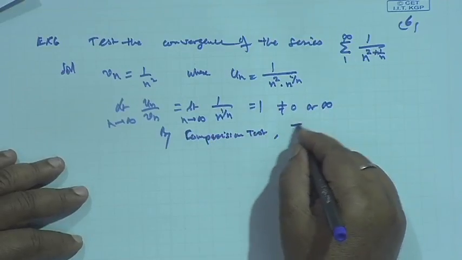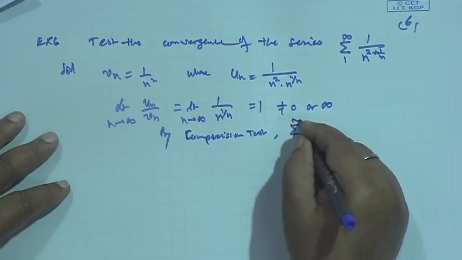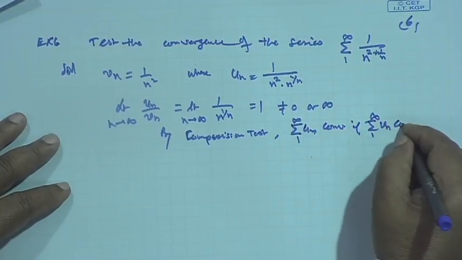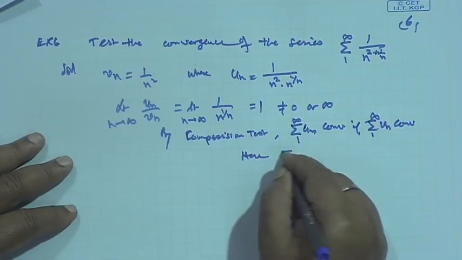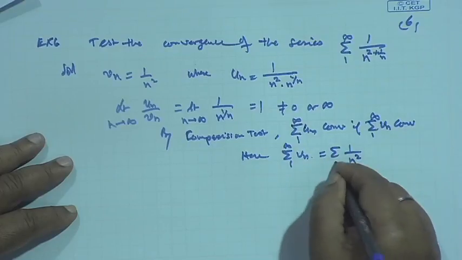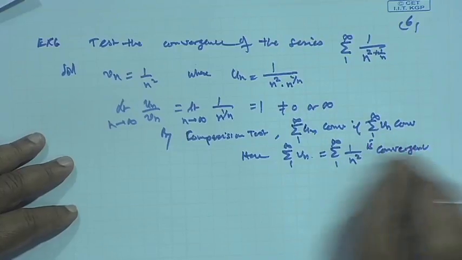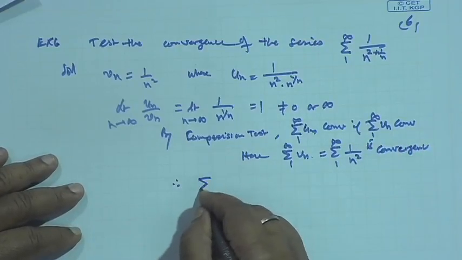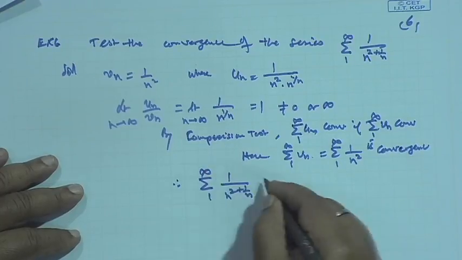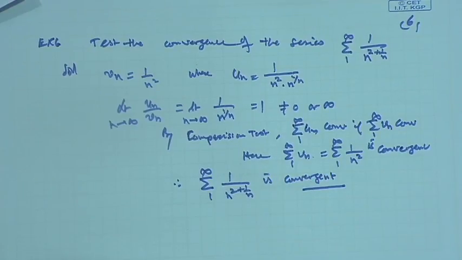the series sigma of u n converges if sigma of v n converges. Here sigma of v n means sigma of 1 by n to the power p, p greater than 1, is convergent. Therefore, this series sigma of 1 by n squared, n from 1 to infinity, is convergent. Okay.